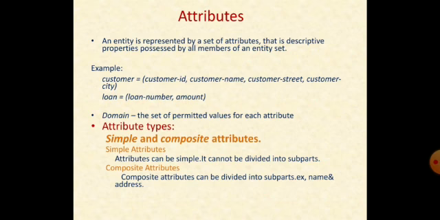So there are various types of attributes. The first one is simple and composite attributes. Simple attributes cannot be divided into subparts. Composite attributes can be divided into subparts. For example, name and address are the best examples of composite attributes. Name can be divided into subparts like first name, middle name, and last name. Similarly, address contains subparts like door number, street name, and city. These are all the various parts in the address field.